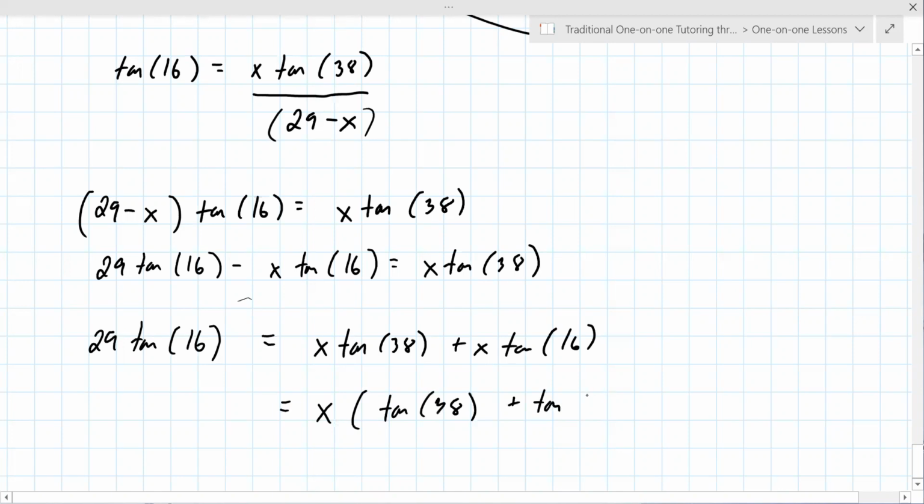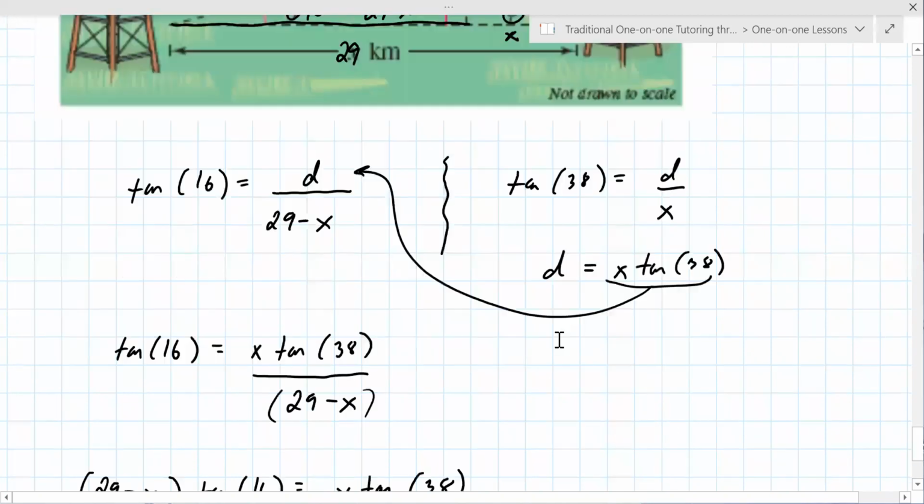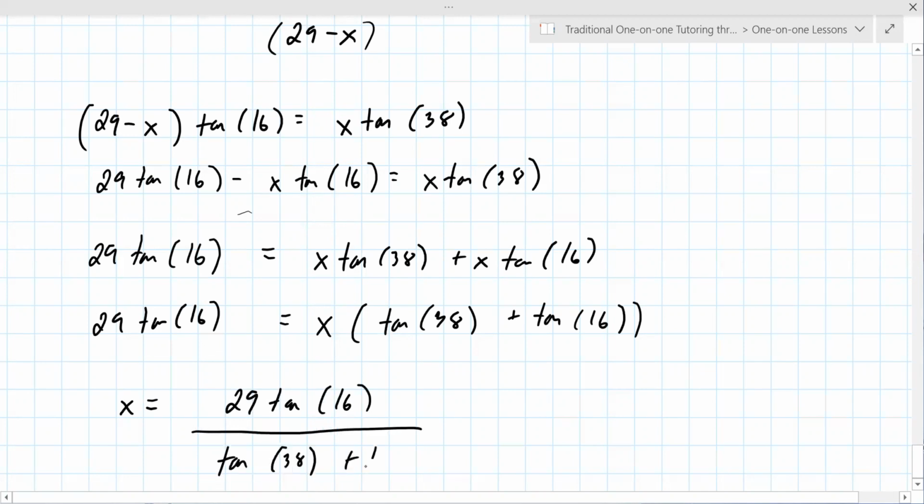You will get a problem like this on a test potentially. It's solved the same way. And then you divide both sides by what's left over. Niko, you've got different numbers. Your 29 might be something else. Your 16 might be something else. I'm also not completely sure that those are the right angles, although I think it is. But that's how this is generally solved. So x is 29 tangent 16 over tangent 38 plus tangent 16. And for your numbers, you would just change your numbers in here and make sure your mode is in degrees.